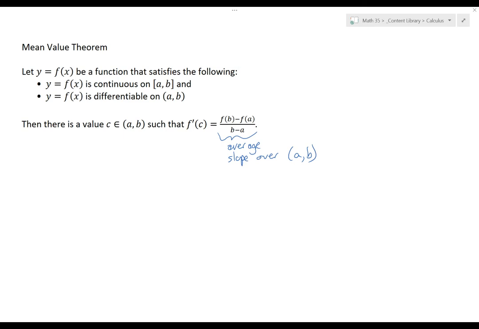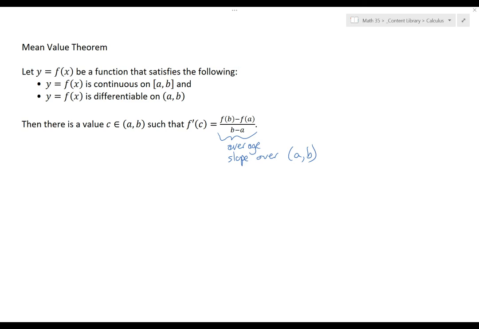This makes intuitive sense if I think about this as representing speed. Let's say I drive from Calgary to Edmonton, and I can figure out my average speed over that time by simply taking the distance covered divided by the amount of time it has taken me to cover that distance. That would give me an average speed for that trip.